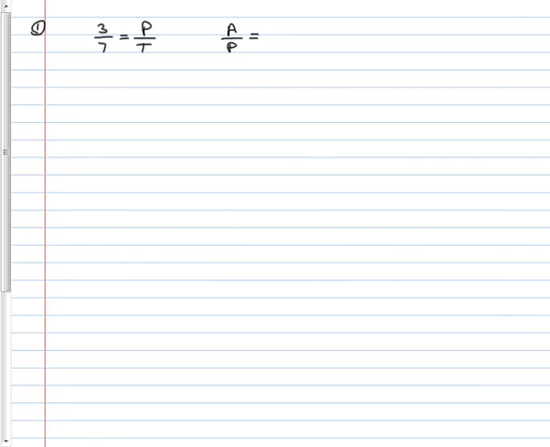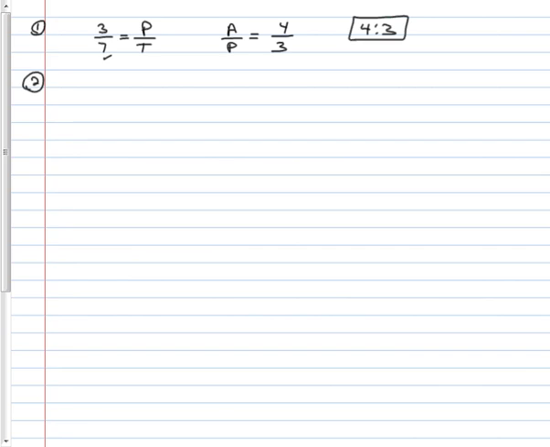Well, if I have a total of 7 over here, and 3 out of every 7 are peaches, I know that 4 out of every 7 are apples, 3 out of every 7 are peaches, so 4 to 3 will be the ratio of apple trees to peach trees.